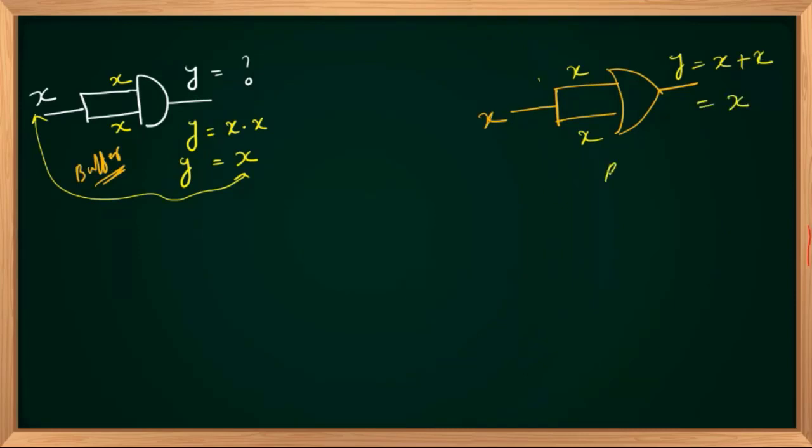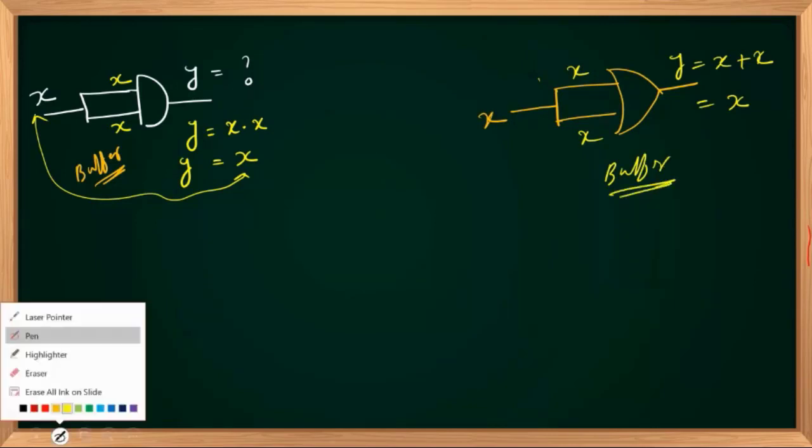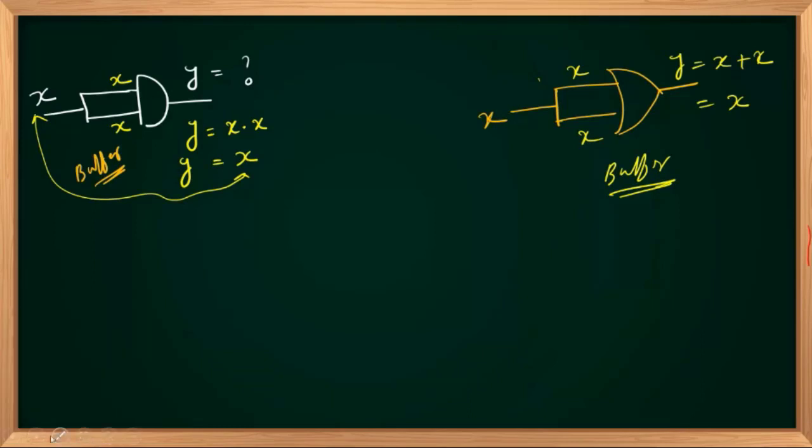So this also acts as a buffer, right? Correct. Let us look into the other gate that is called complement of AND, that is the NAND gate. Right, inputs are connected together. What about Y? Look at the gate Y. It's a NAND gate, correct?